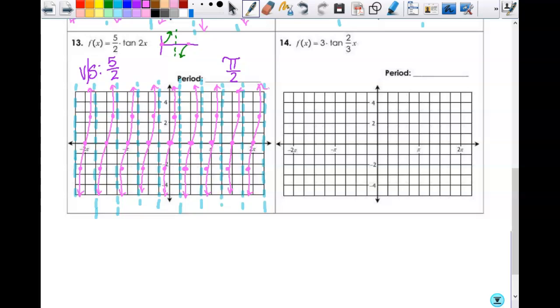All right, so then once you have completed this one, if you don't have any questions, you do number 14, and once you can show me that those are done correctly, then I will give you your assignment.